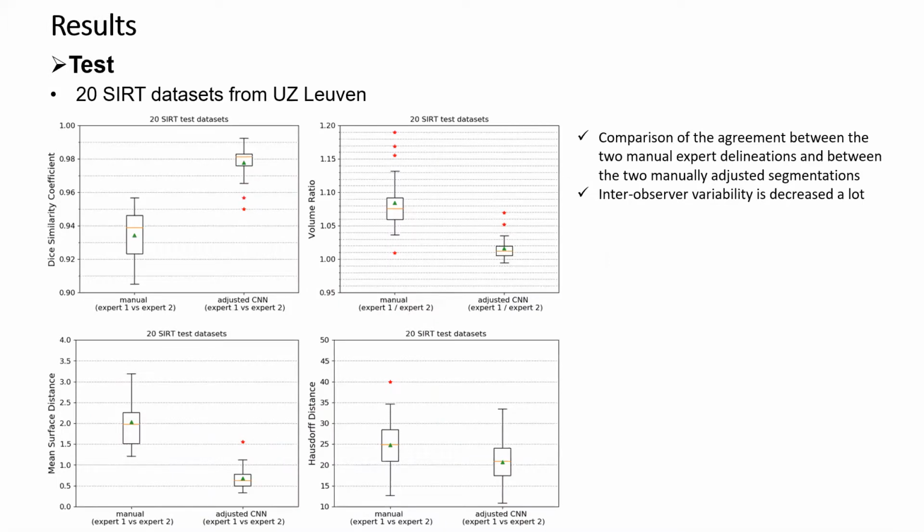After that, we show the comparison of the agreement between the manual expert delineations and between the two manually adjusted segmentations from the 23rd datasets. You can see that the agreement between the adjusted CNN segmentations is much larger than the agreement between the manual segmentations. This shows that the CNN segmentations can help decrease the inter-observer variability. So basically, this is all about our example of CNN segmentation for CT images.